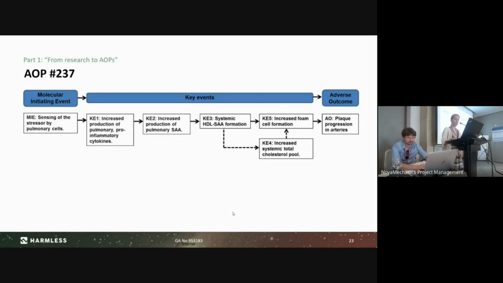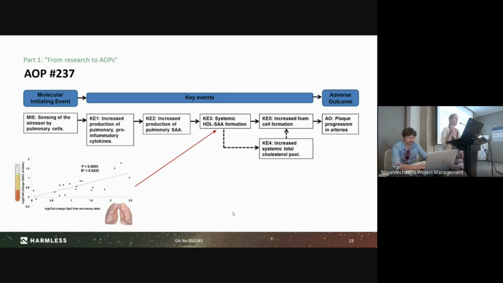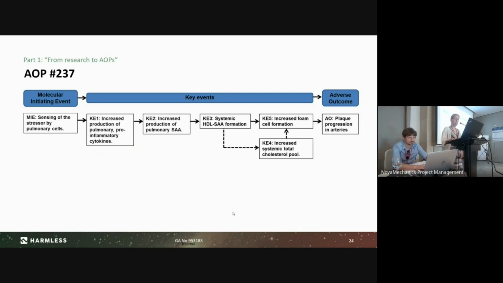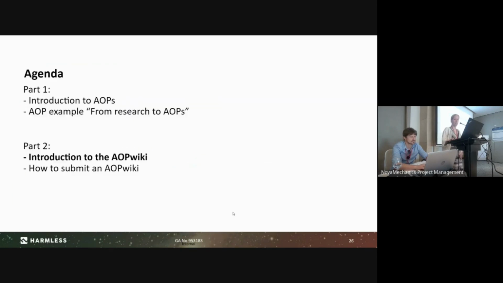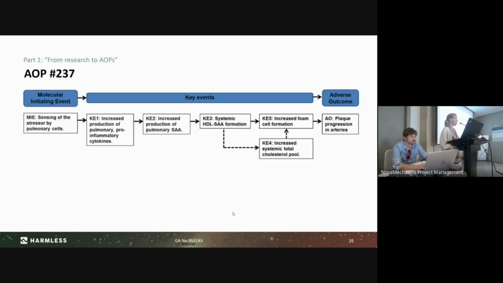And then we move on. This leads to systemic HDL-SAA inflammation, and this is also what we saw in our studies. Then we have that this leads to increased foam cell formation, and lastly to plaque progression. So this is how we structured our AOP.